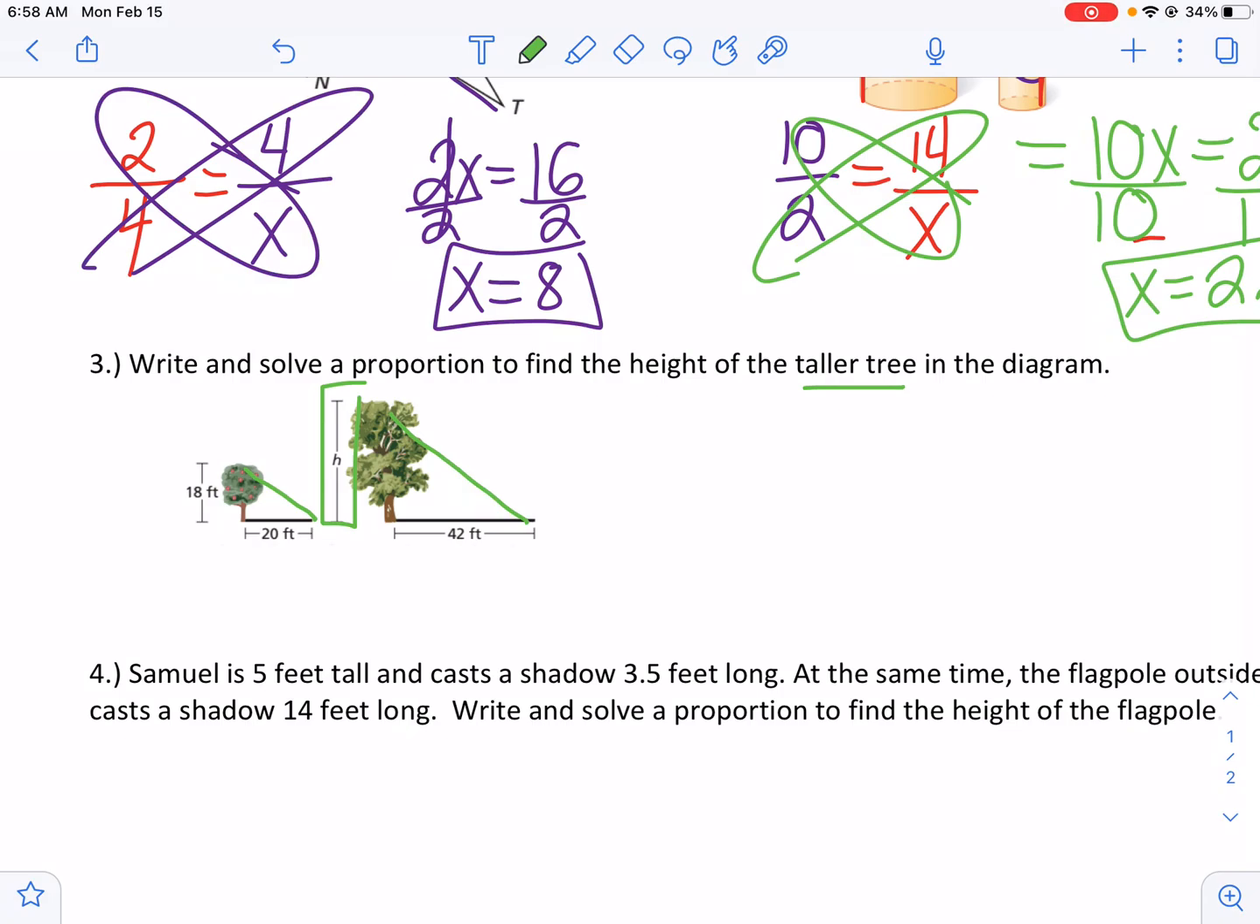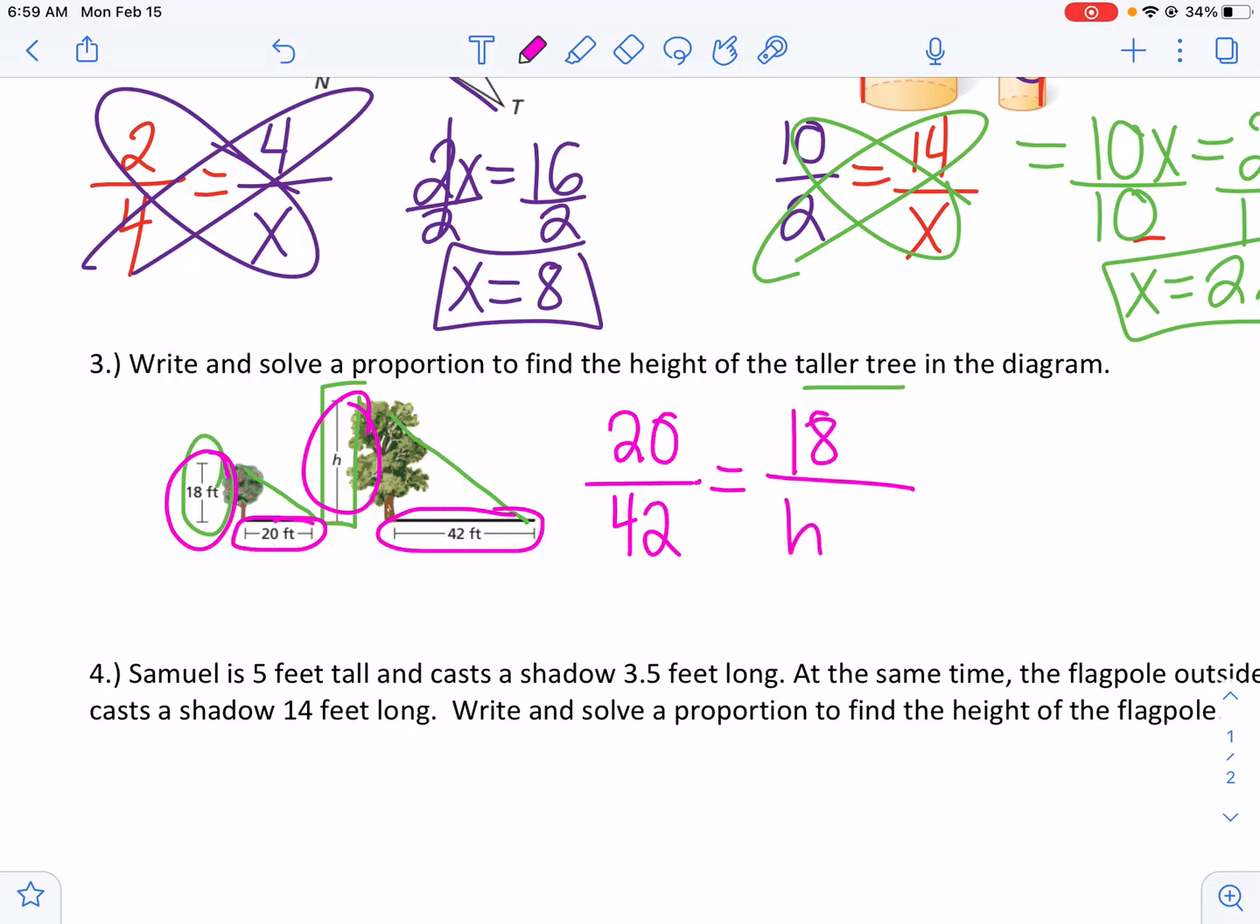So the height of the smaller tree corresponds to the height of the taller tree. And the shadow length of the smaller tree corresponds to the shadow length of the taller tree. So let's start with the ratio we know, which I have circled in pink. 20 is the length of the shadow of the smaller tree over 42. 18 over h.